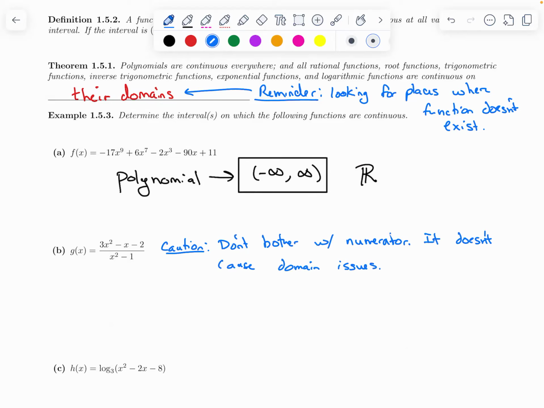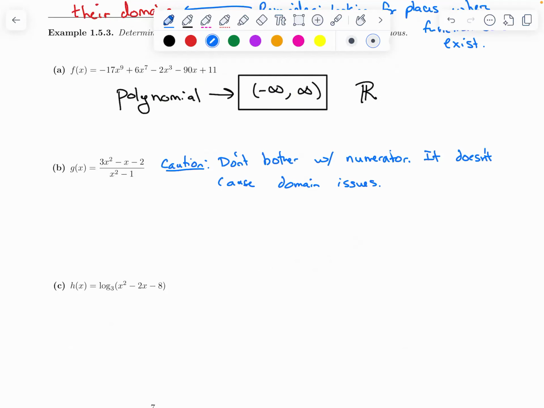The things that bother the function is when you divide by 0, because then you either get a number divided by 0, which is undefined, or you get 0 over 0, which is indeterminate. So when we're looking at this, we need to find its domain. That's done by setting the denominator equal to 0. So we need to make sure that x squared minus 1 does not equal 0. That means that x cannot equal 1 or negative 1.